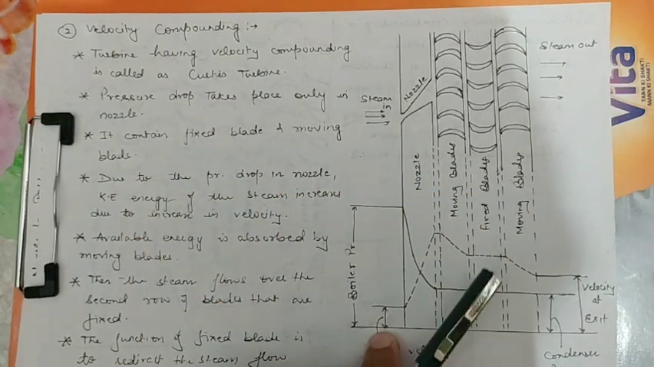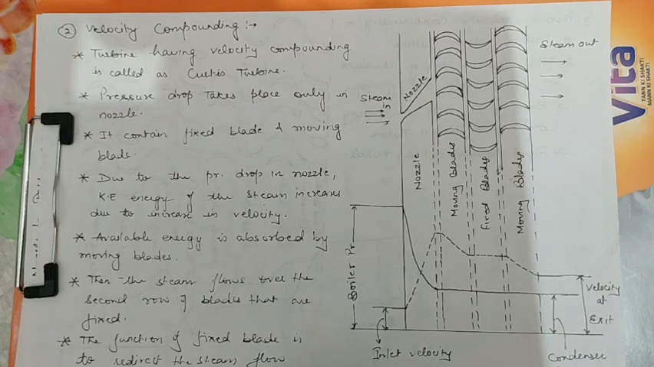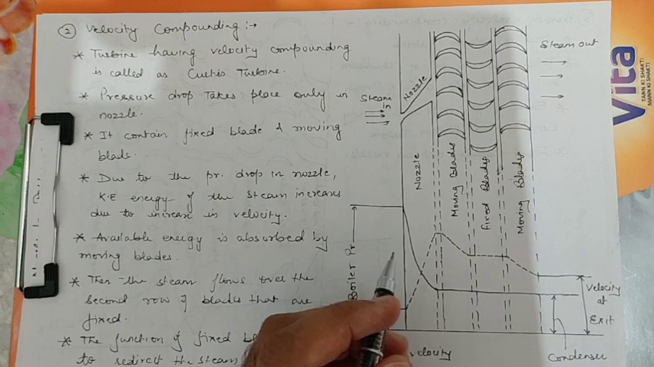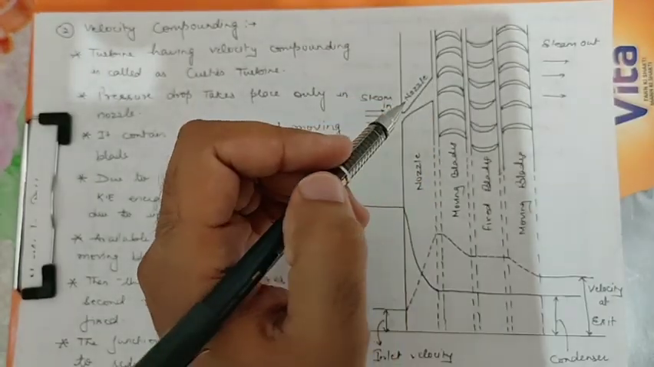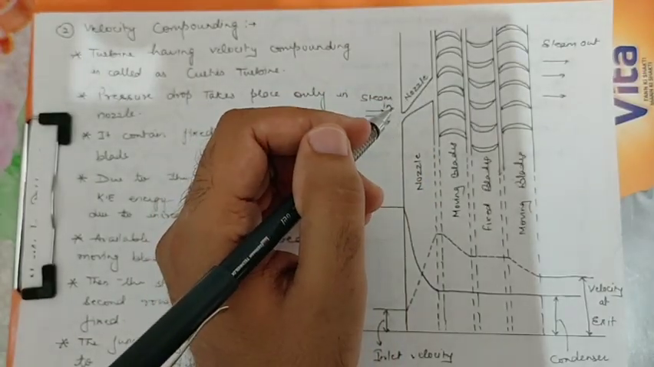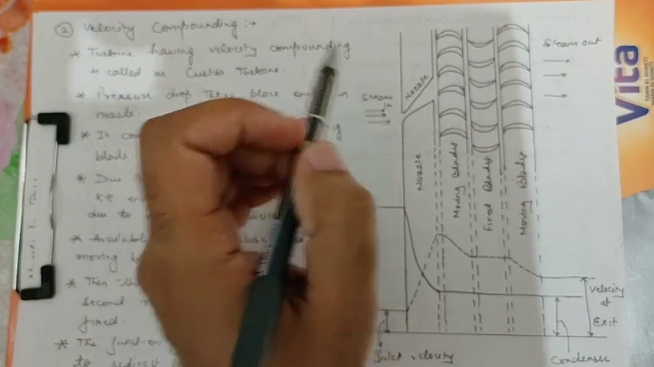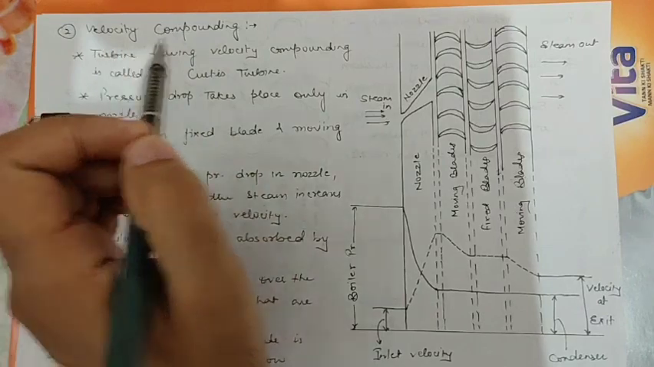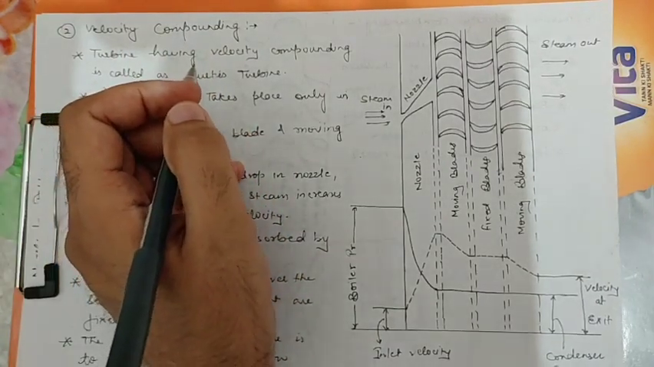And this velocity compounding solves the problem of a single stage turbine for use at high pressure and temperature. If we want to use the turbine at very high pressure, in which the temperature of the steam is very high, then we have to use this velocity compounding. So in this velocity compounding, what is happening?